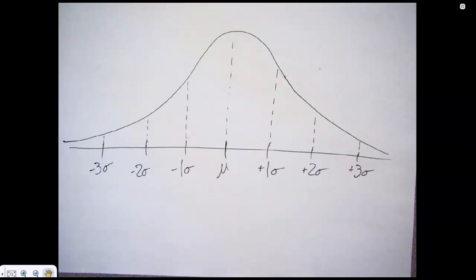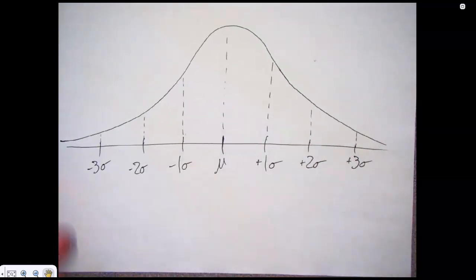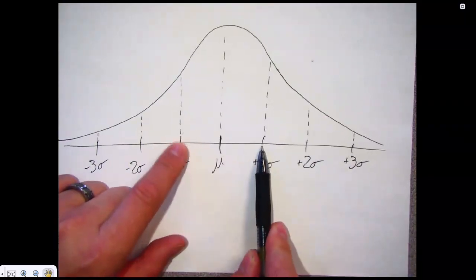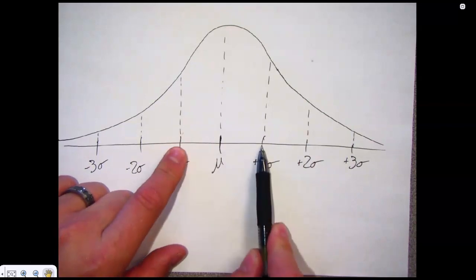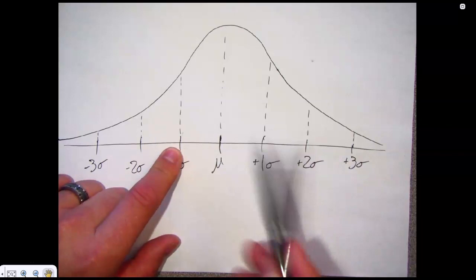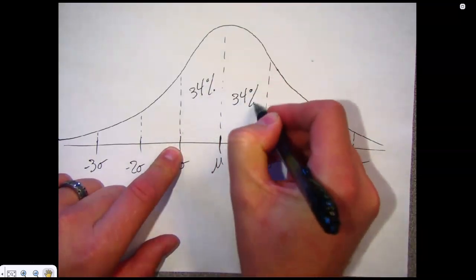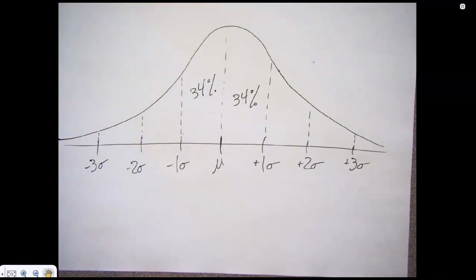All right, we good? So I want to put percentages in each of these little sections. I told you 68% of the data is within 1 standard deviation, right? It's symmetric. So if there's 68% here and here, couldn't I say there's 34% in this section and 34% in this section? Yes, right?